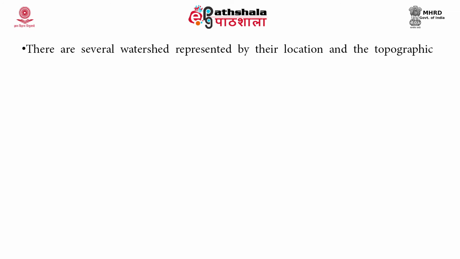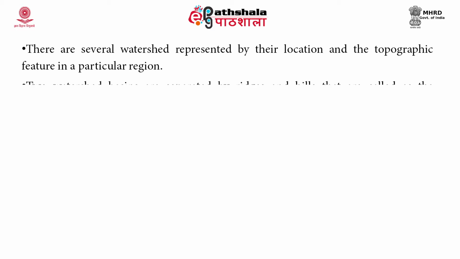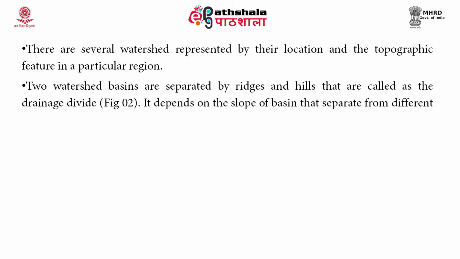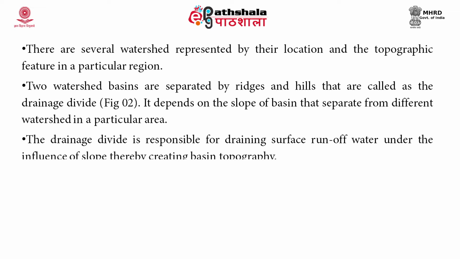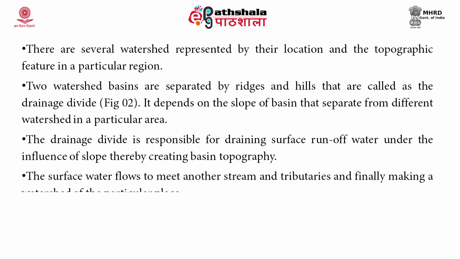There are several watersheds represented by their location and topographic features in a particular region. Two watershed basins are separated by ridges and hills that are called the drainage divide. It depends on the slope of the basin that separates different watersheds in a particular area. The drainage divide is responsible for draining surface runoff water under the influence of slope, thereby creating basin topography. The surface water flows to meet other streams and tributaries, finally making a watershed of the particular place.